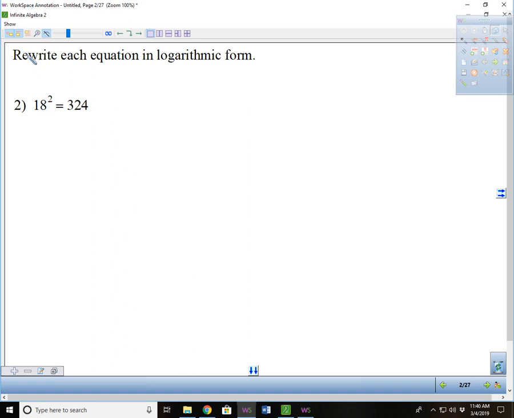All right, this time we're going from exponential into logarithmic. So we know we have to have a log. Start with the base. So log base 18 of 324 is equal to 2.